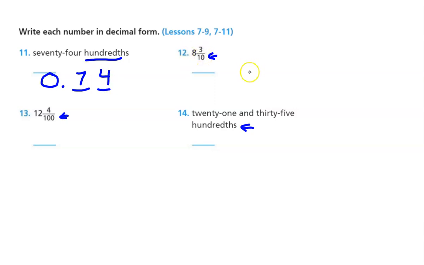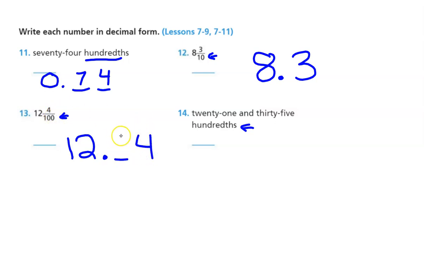Your 8 and 3/10, your 8 is going to be your whole number. Everything else is less than 1, so you need that decimal point, and then that 3 should end in the tenths place. For number 13, you've got 12 as your whole number. Everything else is less than 1, so I need that decimal point. And then this is for hundredths, which means I need to have a place value holder here to show me that there were no tenths. So that would be a 0. And then for number 14, 21 and then it says 35 hundredths, so you would write 35.